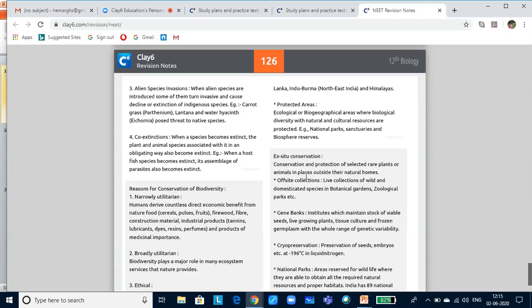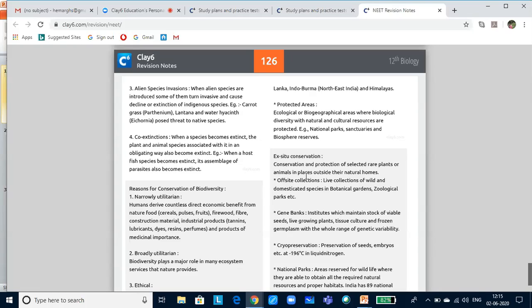Carrot grass, that is Parthenium, lantana, and water hyacinth are the exotic or alien species which are posing threat to the native species. In fact, water hyacinth was introduced thinking it was ornamental, and it is known as the terror of Bengal. People were very happy looking at its showy leaves. But when introduced, it has become a weed, leading to eutrophication of the water bodies and killing the water body itself.